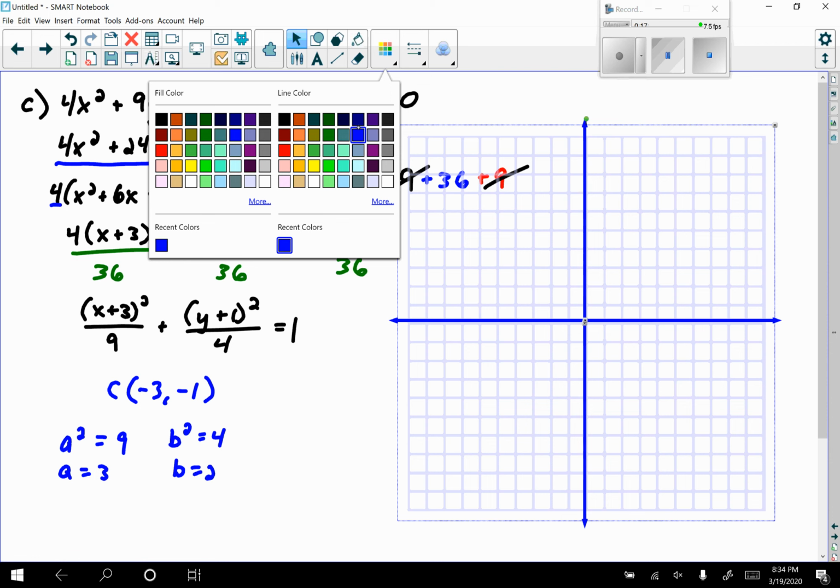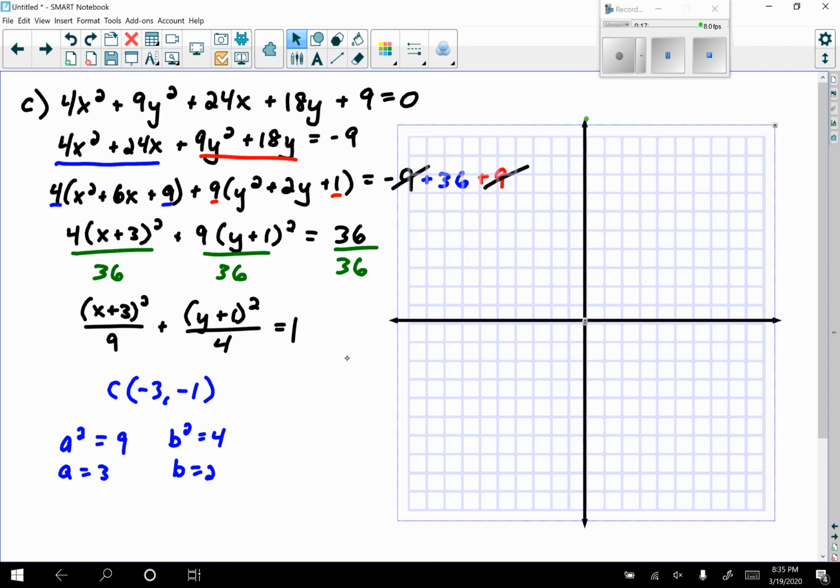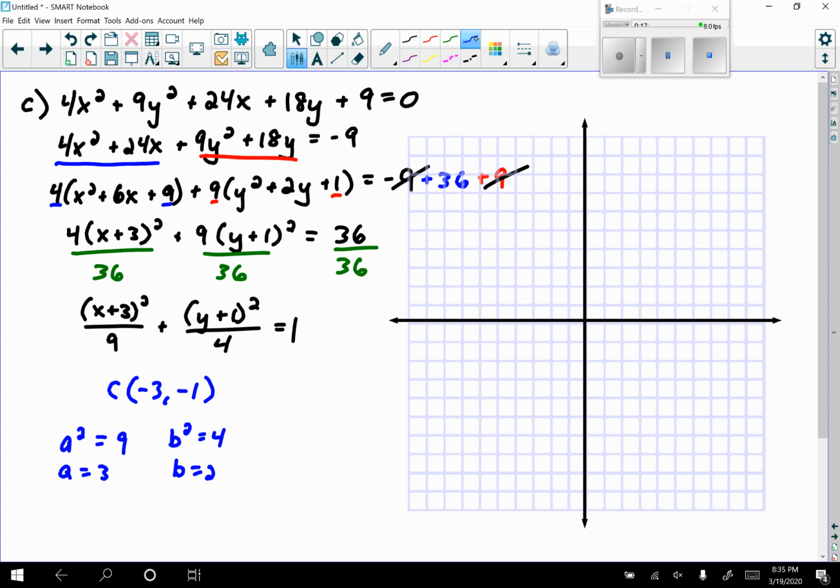Going to graph this. All right, so we have center at negative 3, negative 1 this time. Again, our major axis runs horizontally, so I'm going to count 3 over to the right, 3 over to the left. I'm going to count 2 up and then 2 down. Drawing our ellipse in there.